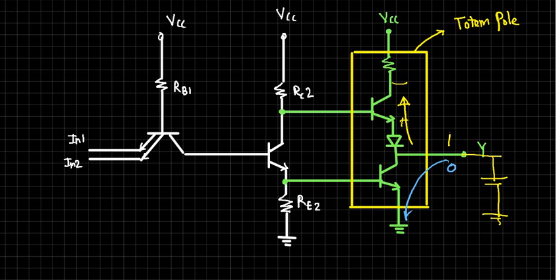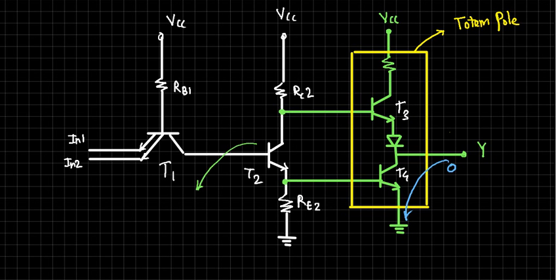First thing, let me label these transistors T1, T2, T3, T4. What is the role of T1? To take the inputs. What is the role of T2? To activate either T3 or T4. It acts as a phase splitter. You remember common emitter gives a 180 degree phase shift. So here it is 180 degrees phase shifted, but here it is in phase. So it acts as a phase splitter, or you can say that it makes sure that either of the transistors is on.